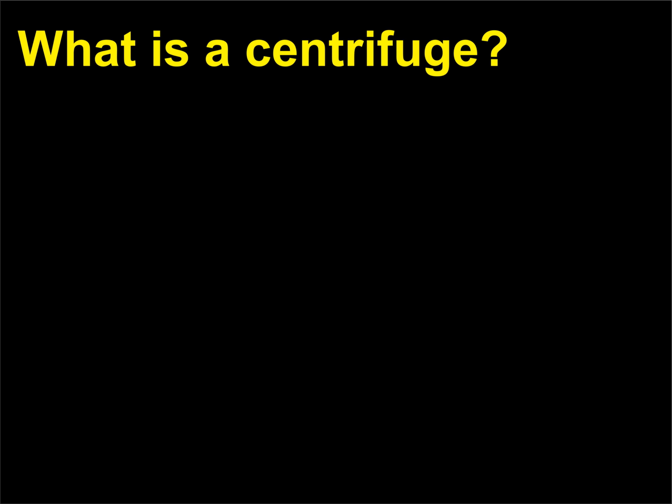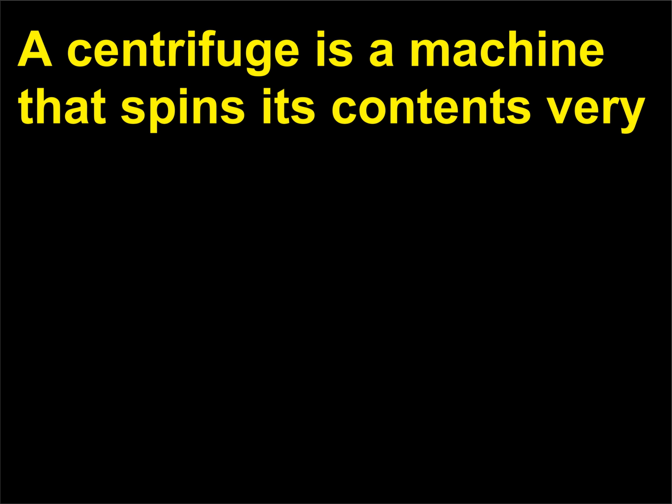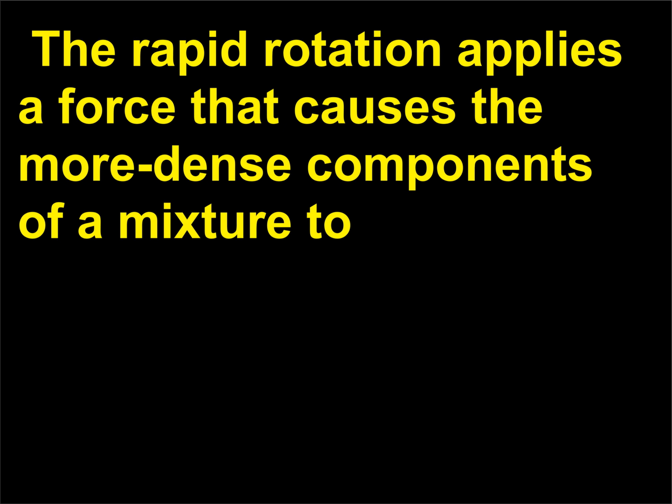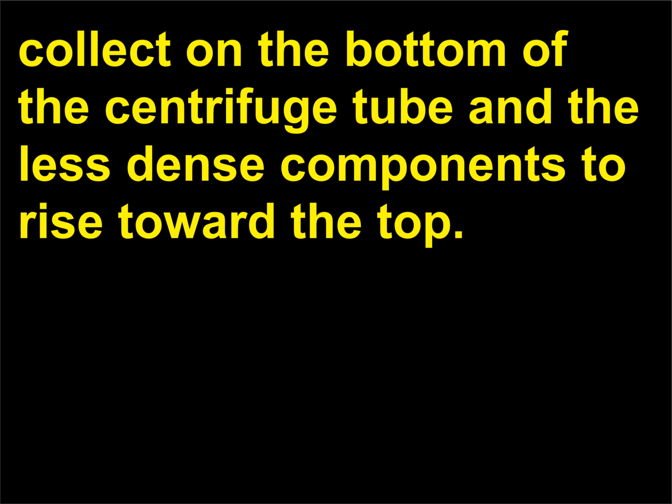What is a centrifuge? A centrifuge is a machine that spins its contents very quickly and is used to separate the components of a mixture. The rapid rotation applies a force that causes the more dense components of a mixture to collect on the bottom of the centrifuge tube and the less dense components to rise toward the top.